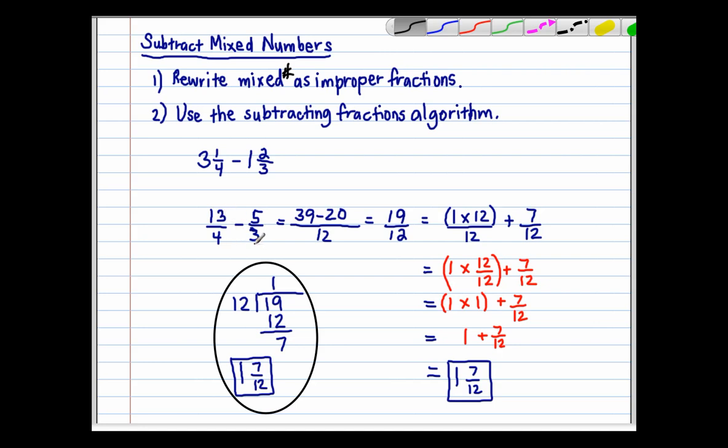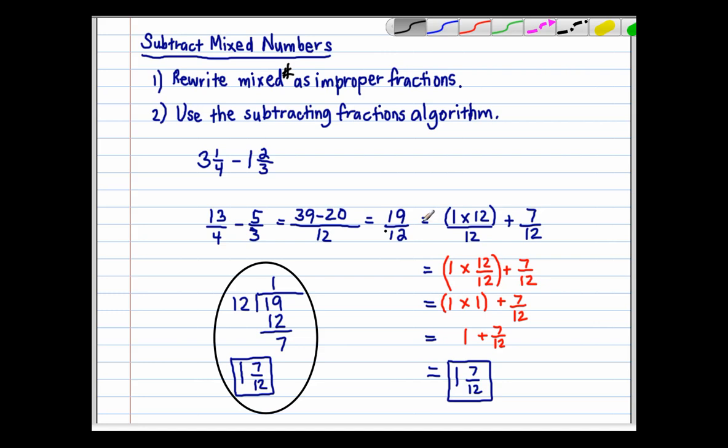So we have 13 times 3 is 39, minus 4 times 5 is 20, all over 4 times 3, which is 12. I'm going to set that equal to the denominator of twelfths, and 39 minus 20 twelfths is going to give us 19 twelfths.